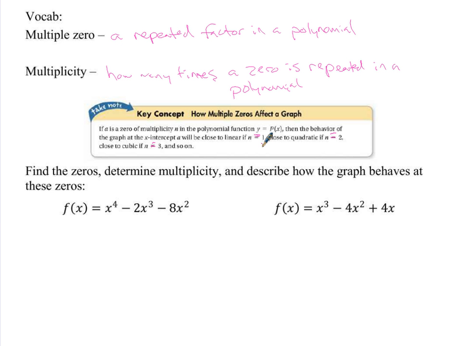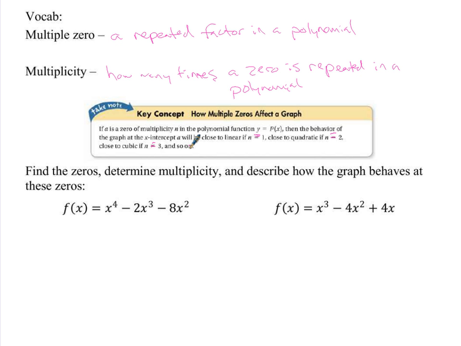It keeps going. So if you have a multiplicity of 4, then the graph will look like a snake with a bump in it. Okay, it'll look like a W or an M in that region, and so on. Okay, so that's what multiplicity does to a graph. Close to that zero, the graph will behave just like a polynomial with that degree. So it's kind of an interesting thing.